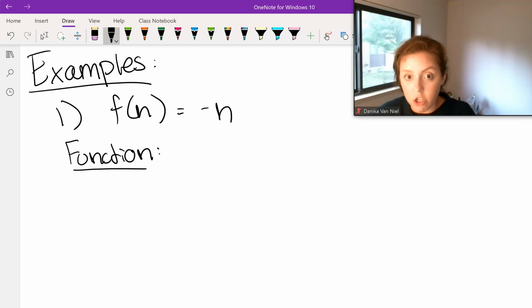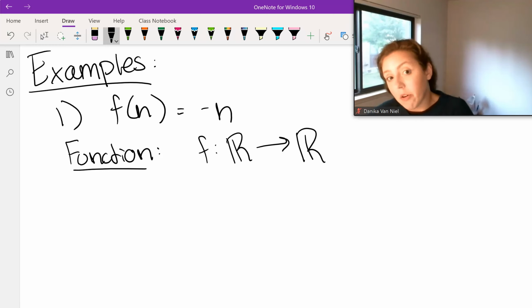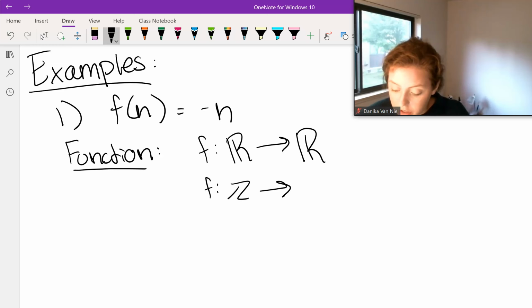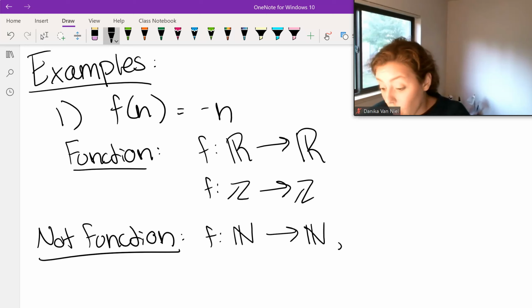Okay, so I'll say function. We could have f go from the reals to the reals, right? Because you just negate a real number, you're still a real number. Okay. You could call it the integers, where the negative of each integer is still an integer. Because, for example, not function could be the naturals to the naturals. Okay? Or the integers to the naturals.